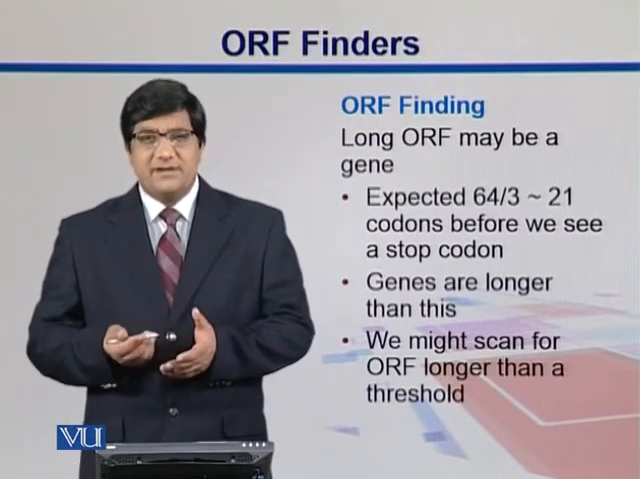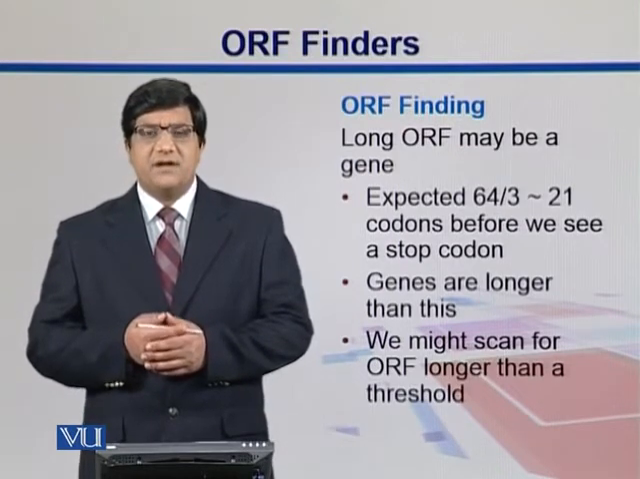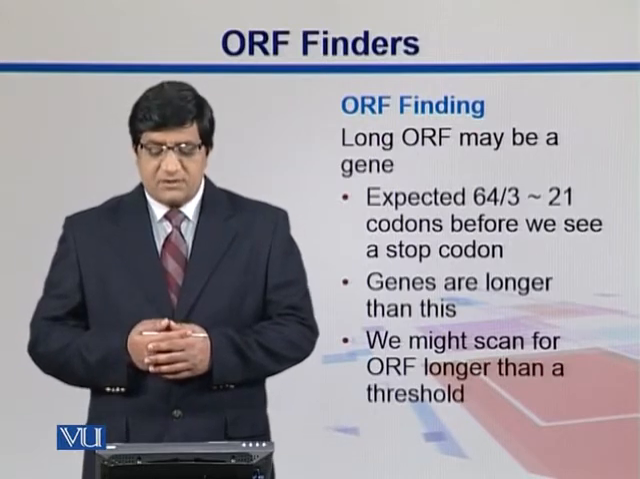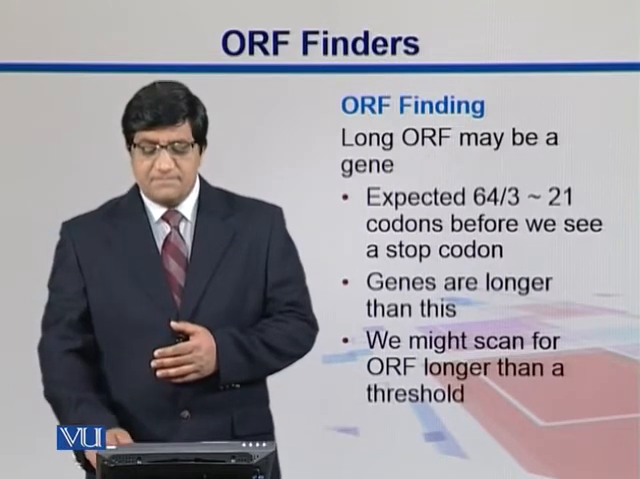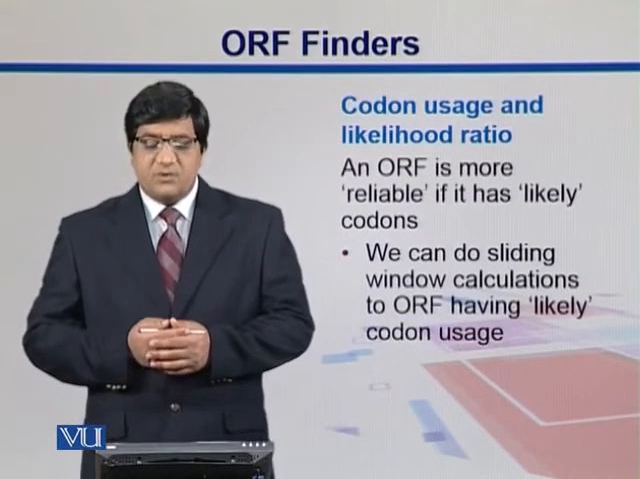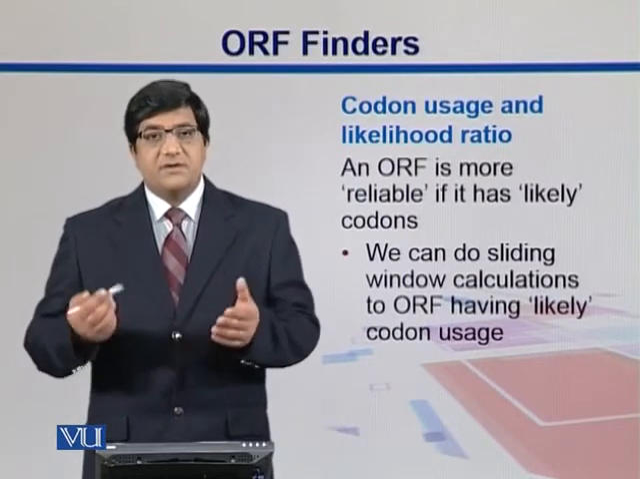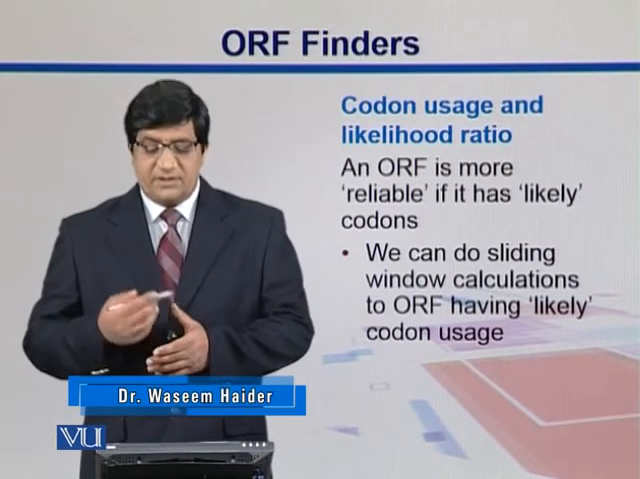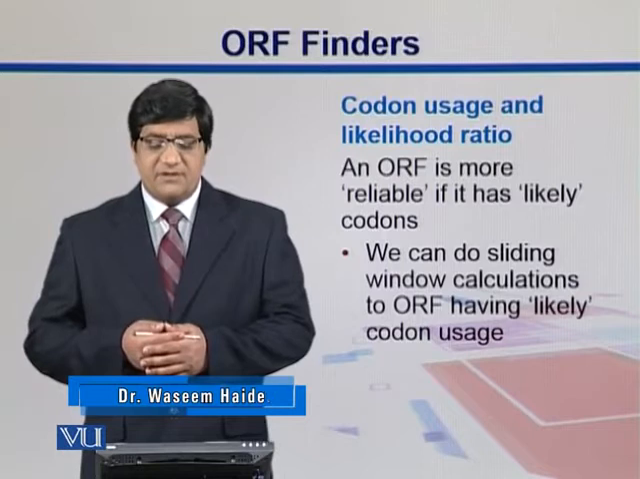But is it the right length? Obviously not, because mostly we know that our genes are much longer than this. So we might scan for ORFs longer than some threshold. An ORF is also more reliable if we look at the frequency of some expected codons. So an ORF is more reliable if it has likely codons.